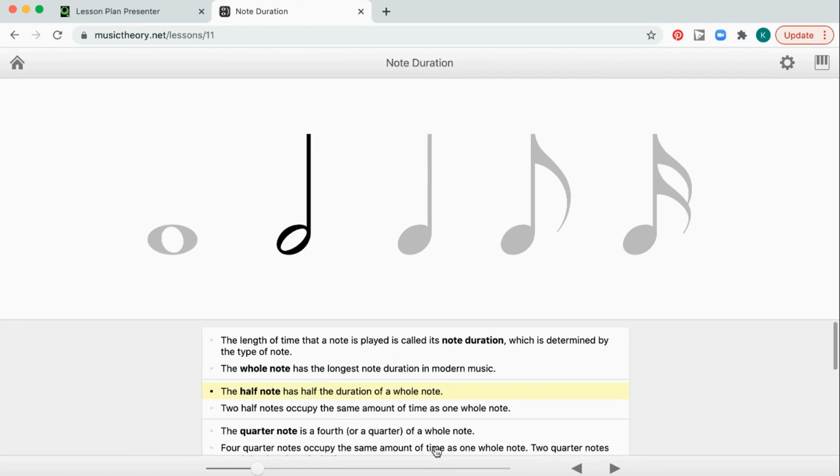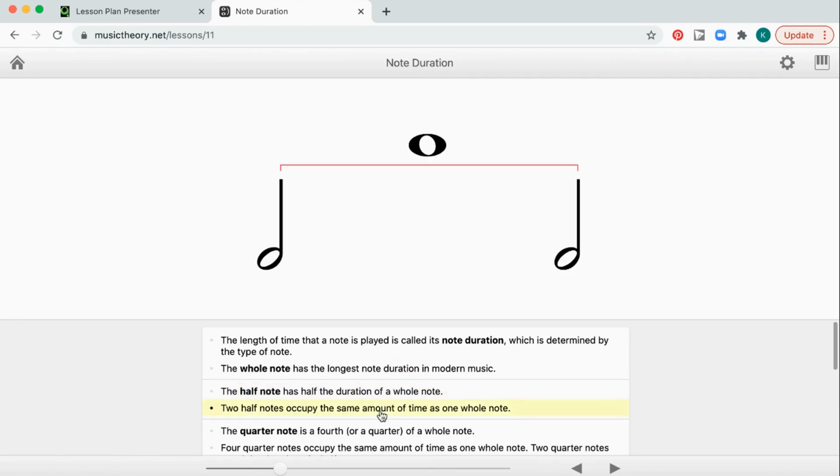Two half notes will occupy the same amount of time as one whole note. For example, if this whole note gets 4 beats, and these two half notes each get 2 beats, 2 plus 2 equals 4. So they occupy the same amount of time.